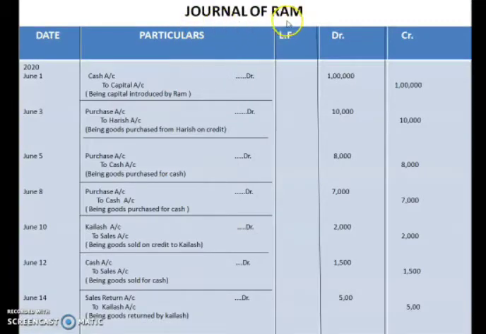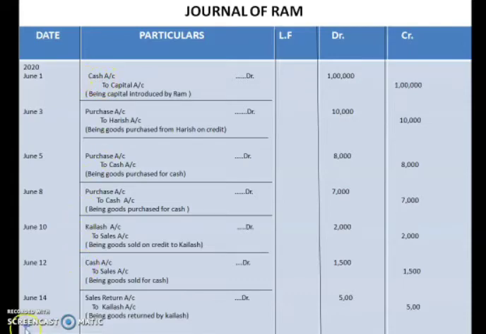As a title you write down date, particulars, ledger folio, debit and credit. 2020 is the year. Then June 1. In particulars, you have to note down, this is the first journal entry where Ram has invested some amount in the business. So he is bringing capital into the business. So what is coming into the business? What is increasing? From the business point of view, cash is increasing.